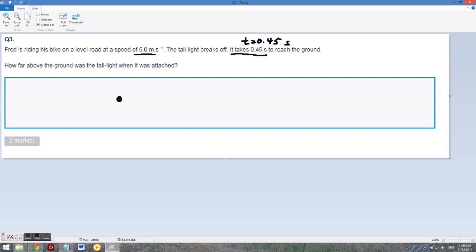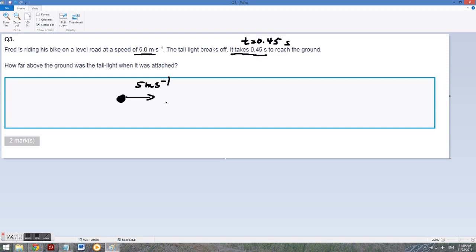Okay, so I have something here. A tail light is here, and it's initially moving forward at 5 meters per second. Then it drops down. When it drops down, it takes 0.45 seconds to reach the ground.